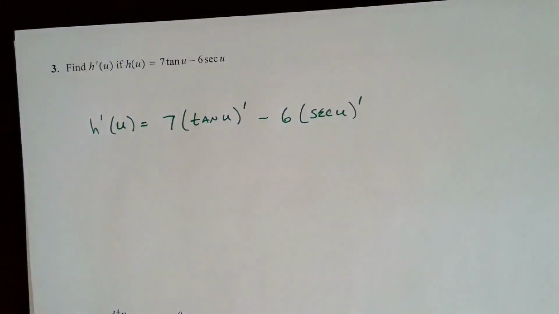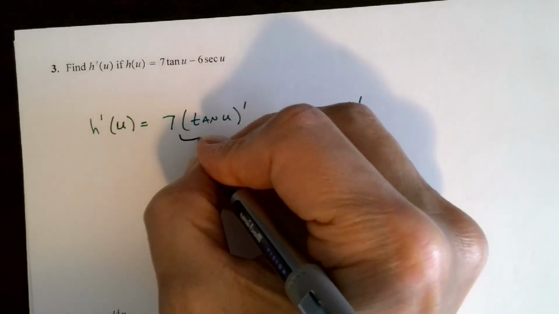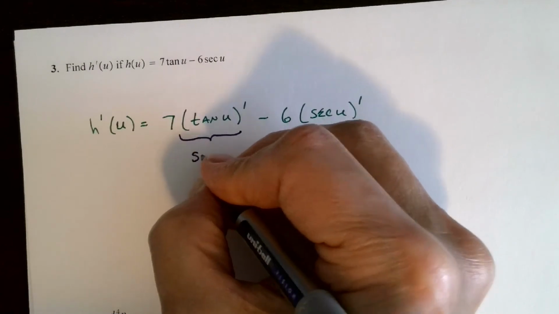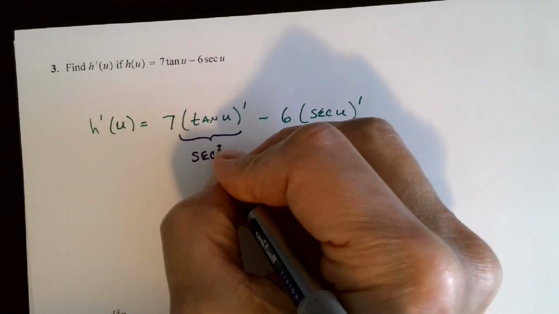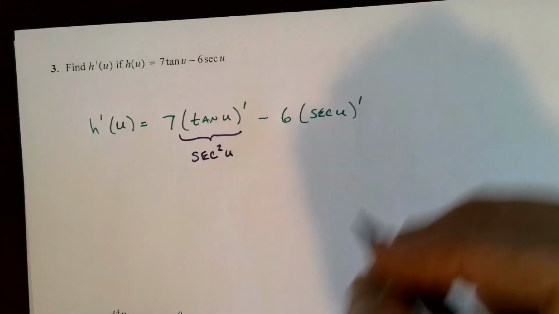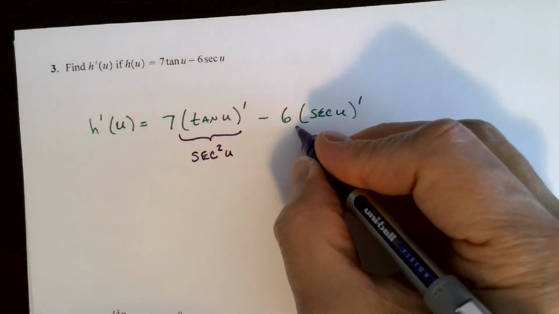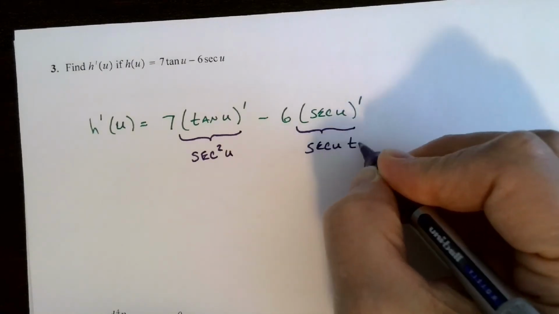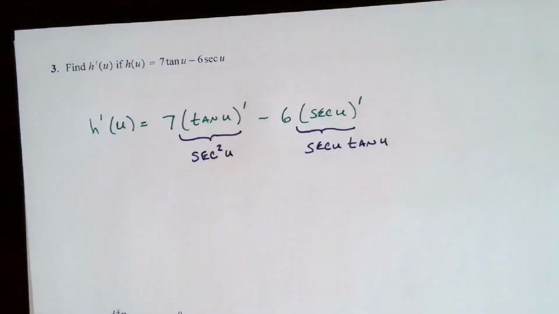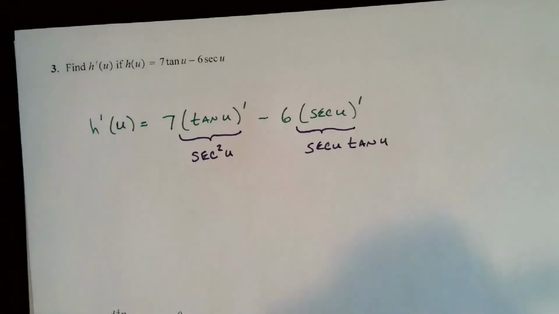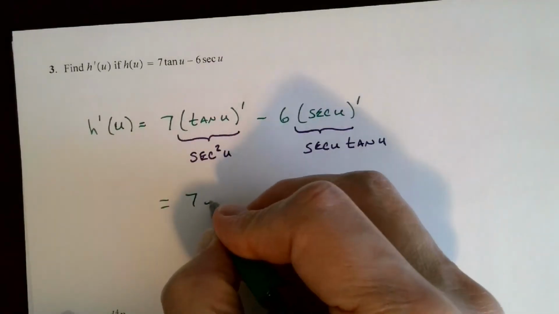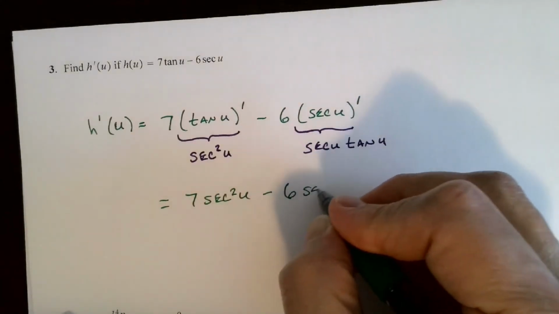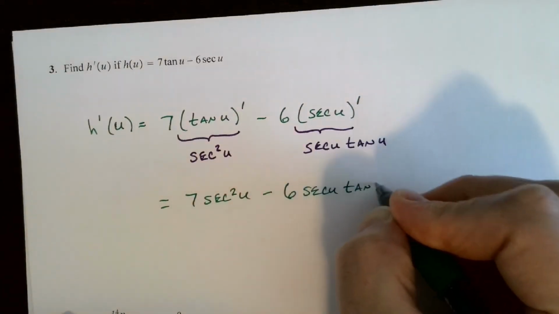Now what is the derivative of tangent u? Do you remember that one? We proved that one in the last video. There's lots of ways you can write it. The way we're going to write it, though, typically is secant squared u. That's secant u times secant u, or secant u squared. And the derivative of secant u is secant u times tangent u. We proved that one as well. And so the answer is simply 7 times secant squared u minus 6 times secant u tangent u. I'm going to leave it like that.